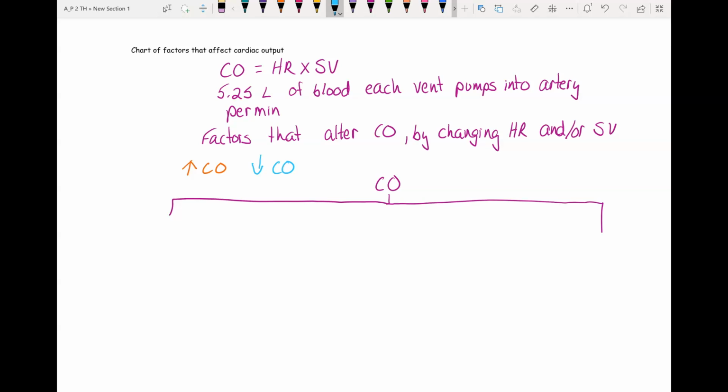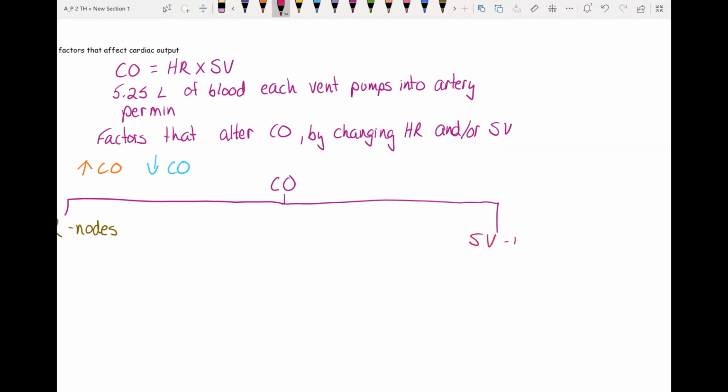We know that we have heart rate. So on this side, we're going to put heart rate, which remember is controlled by your nodes. It's that cycle of the sodium and the calcium and the potassium. And we know that we have stroke volume, which is controlled by the muscle. It's about how many cross bridges you form.